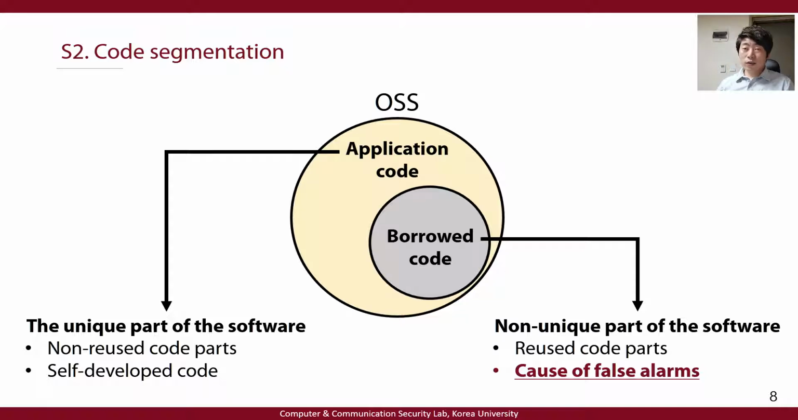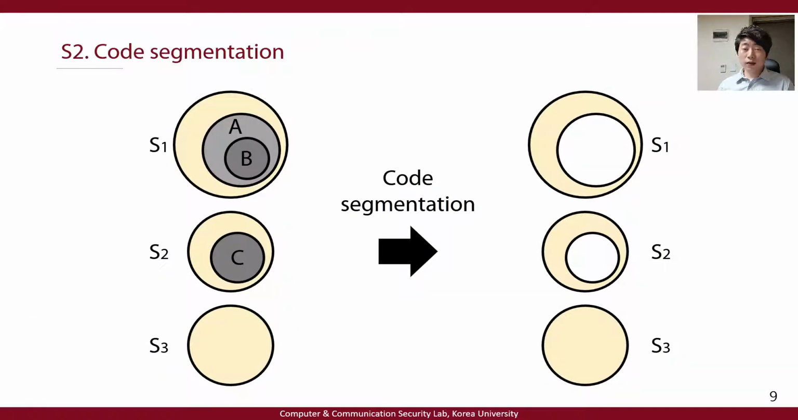The next step is code segmentation. We first divide the OSS codebase into 2 parts: the application code part, indicating the unique part of the OSS, and the borrowed code part, which refers to the non-unique part of the OSS, such as reused code. As I explained earlier, the majority of false positives are caused by nested components. We focus on the fact that all the nested components belong to the borrowed code part. Thus, we decided to remove the borrowed parts and only use the application code part of each OSS.